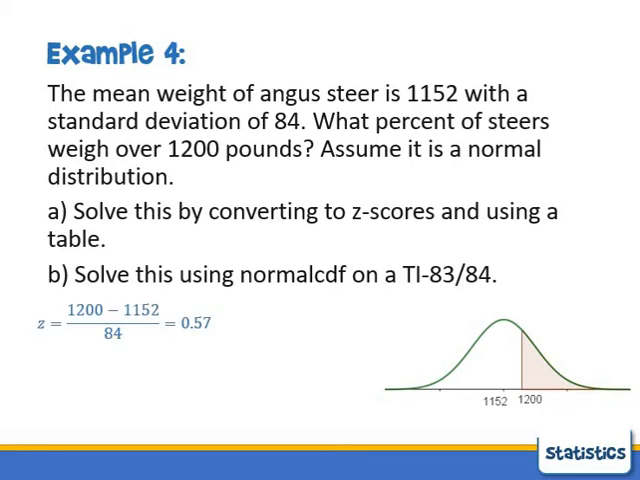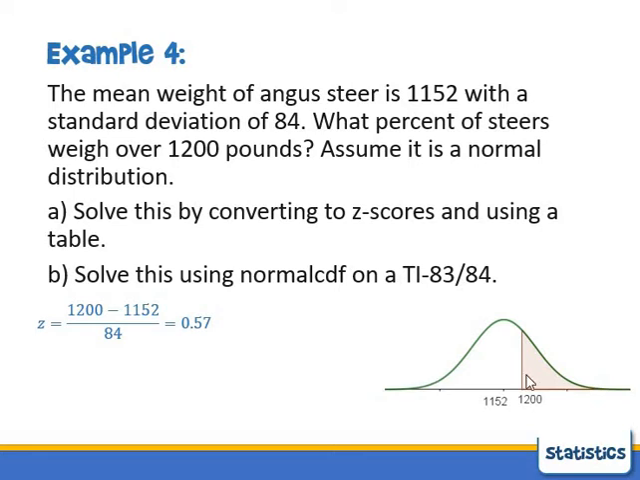So I'm going to do that first with z-scores. If I did z-scores, I would have to take the 1200 and convert it. Remember, the formula for the z-score is x minus mu over sigma. You subtract the mean and divide by the standard deviation. So we take the x value of 1200, the individual weight, subtract the mean and divide by the standard deviation, and you wind up with 0.57. Again, the interpretation there is that a weight of 1200 would be a little more than half of a standard deviation above the mean of 1152.